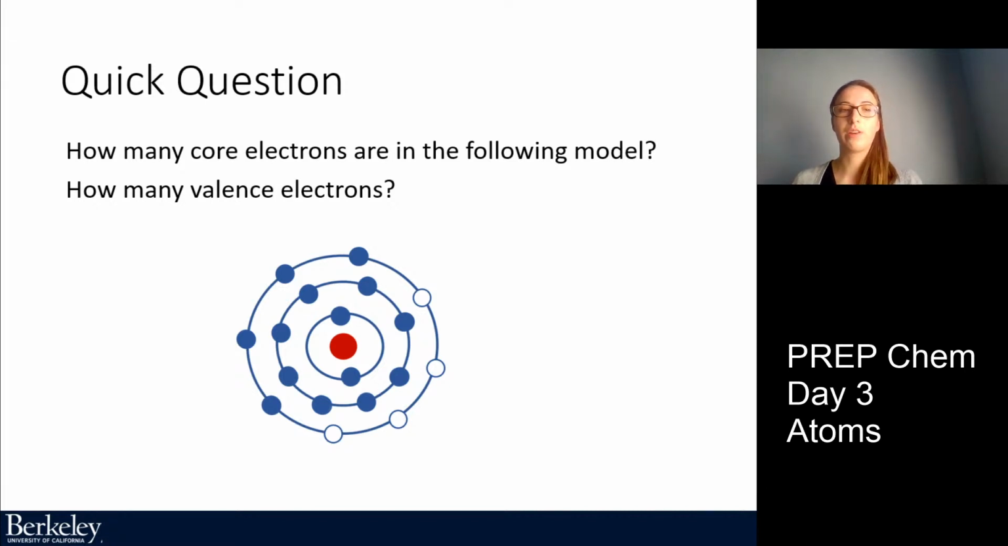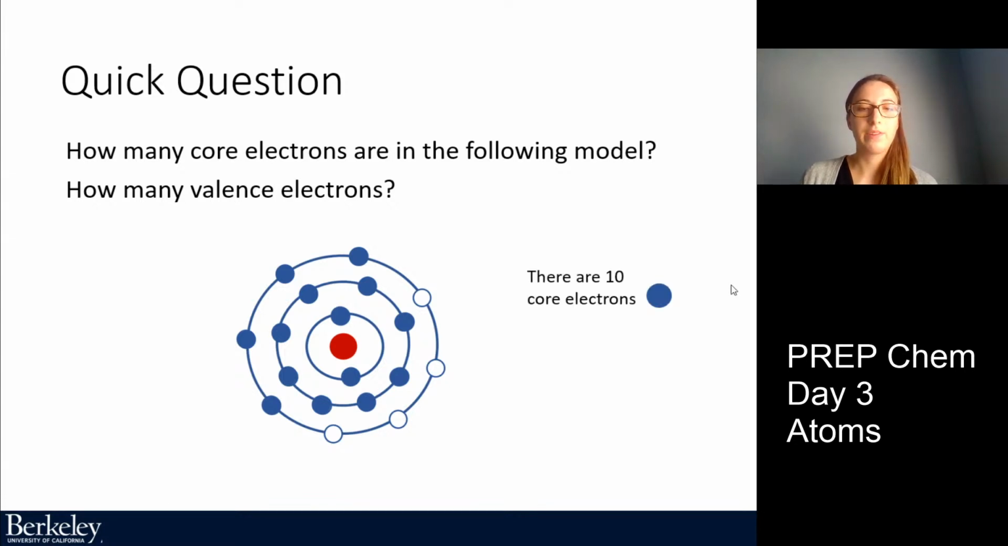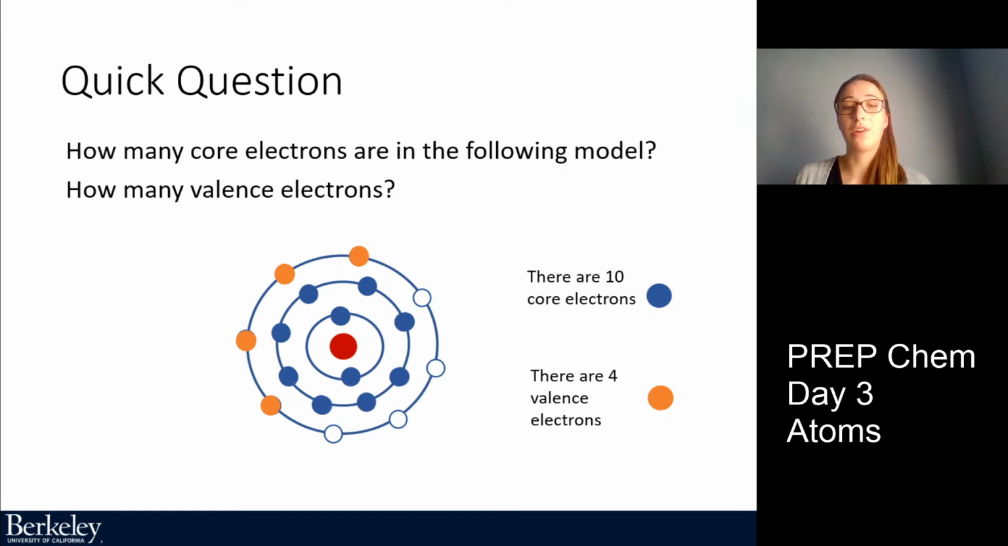Okay, so I'm gonna go ahead and move on with this question for the sake of time. Okay, so if we count the number of core electrons, which are just the ones in the first and second levels, we can see that there are 10. So there's 2 in the first level and there's 8 in the second level. So this gives us a total of 10. And then I've shaded all of the valence electrons in orange. So there are a total of 4 valence electrons.